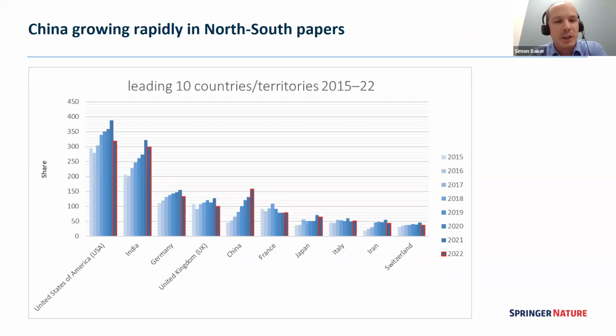Another way to look at this is we can look at the countries that are involved in this set of global North-South papers. The US still leads, but India, which has been counted as a South country because of the World Bank income group it's in, is second in terms of representation on these papers. And China is actually low down, but is rising quite quickly.